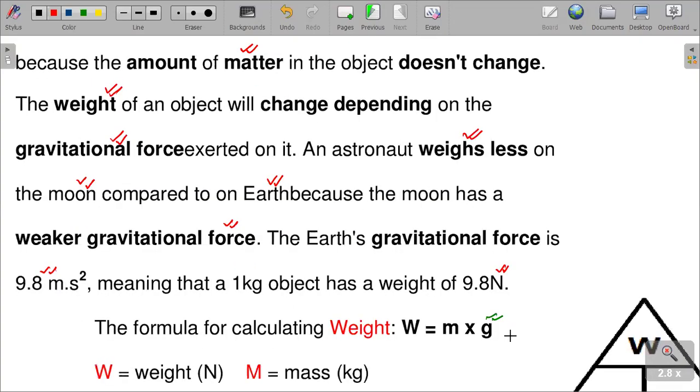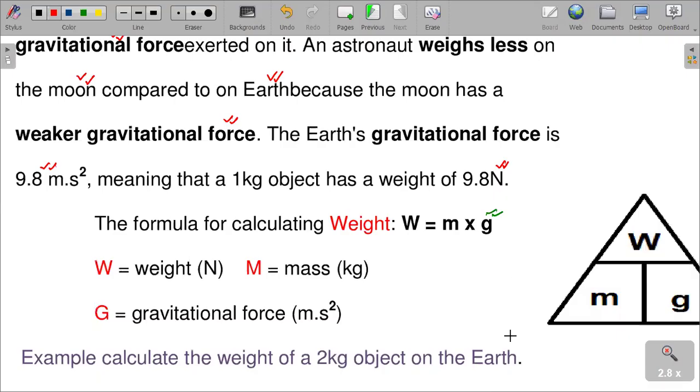Let's do some calculations in order for us to understand these examples. The formula for calculating weight: weight is equal to mass times gravitational force. Weight, given as W, is equal to mass multiplied by gravitational force.